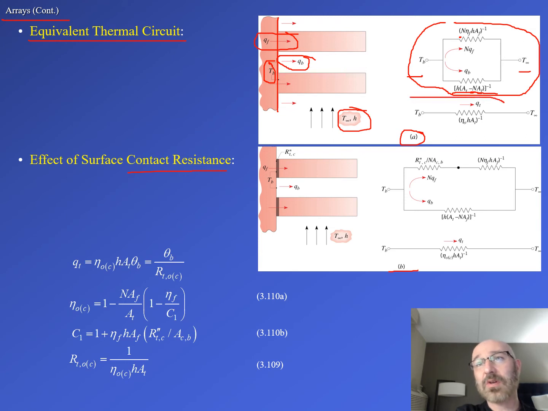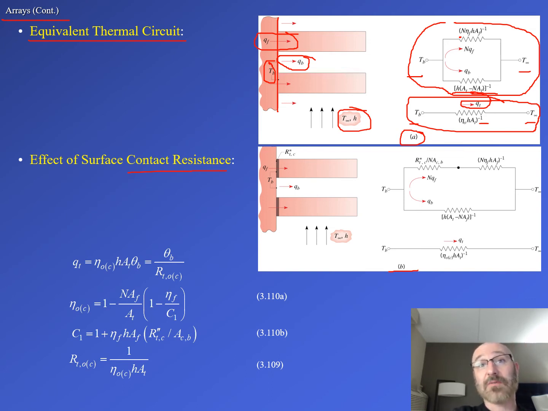Now we can draw this out in another way, combine those, and we see T sub B to T infinity. We have our total heat transfer, Q sub T, which on our circuit is equal to eta naught times H times A sub T, all to the -1. So that is our relationship in our thermal circuit without contact resistance.